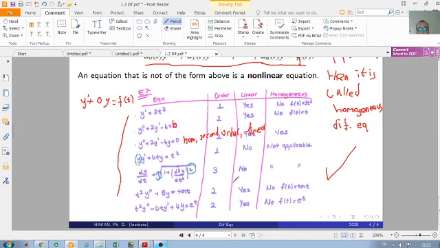This is the classification of the differential equations with three types: order, linear or non-linear, homogeneous or non-homogeneous. We have three types for the classification of the differential equation.